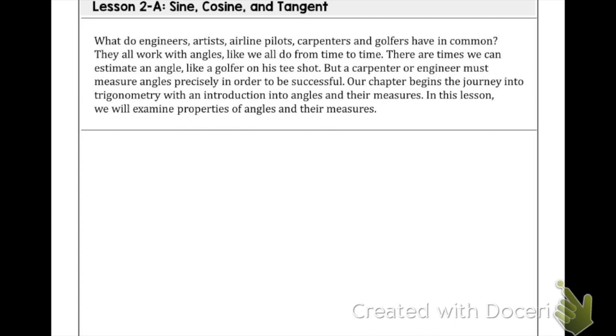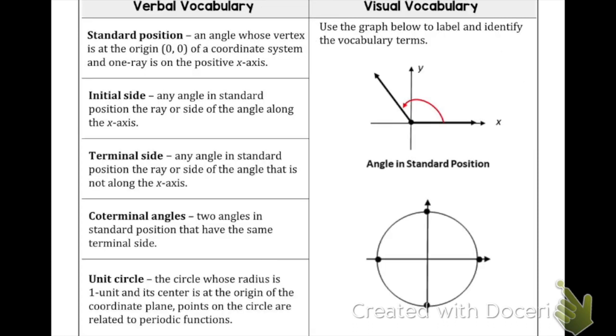There are times we can estimate an angle, like a golfer on his tee shot, but a carpenter or an engineer must measure angles precisely in order to be successful. Our chapter begins the journey of trigonometry with an introduction to angles and their measures. In this lesson, we're going to examine properties of angles and their measures. So, when we are talking about an angle, we're going to be talking about an angle specifically being in standard position.